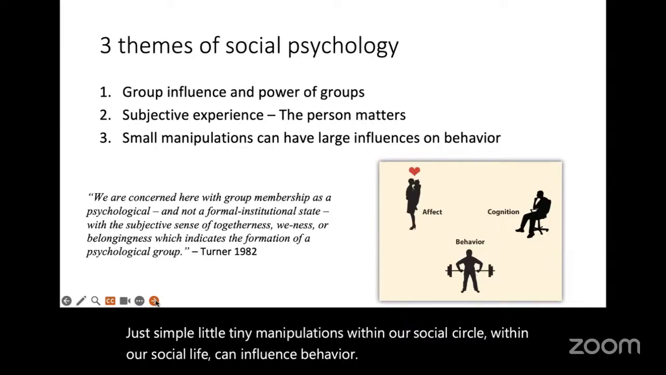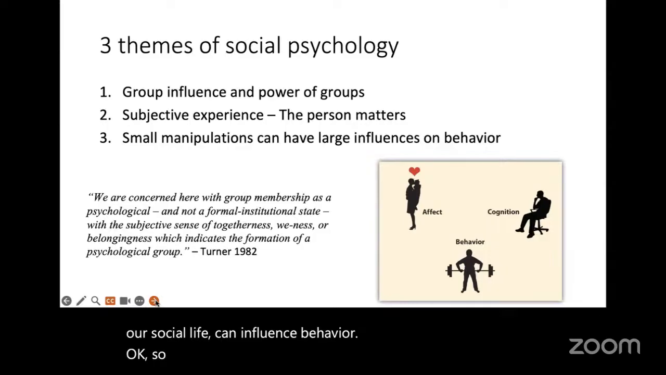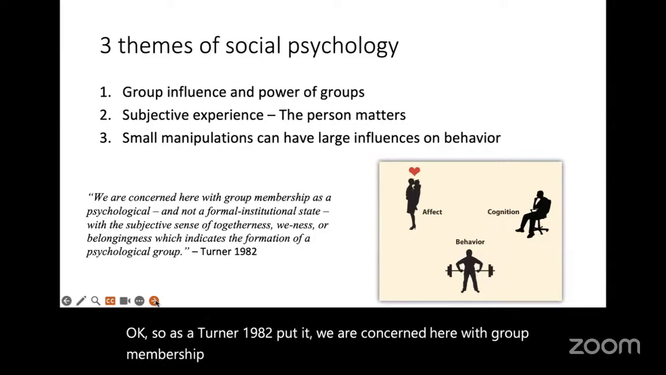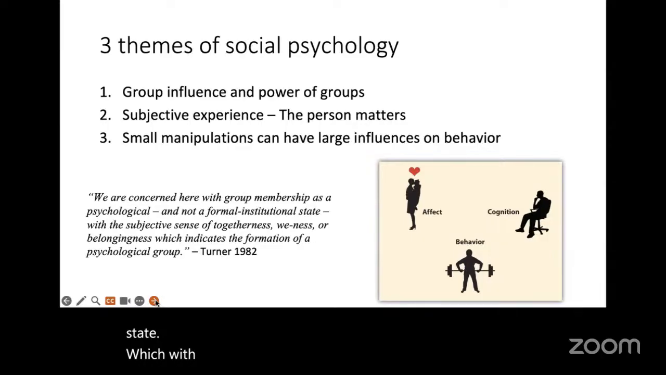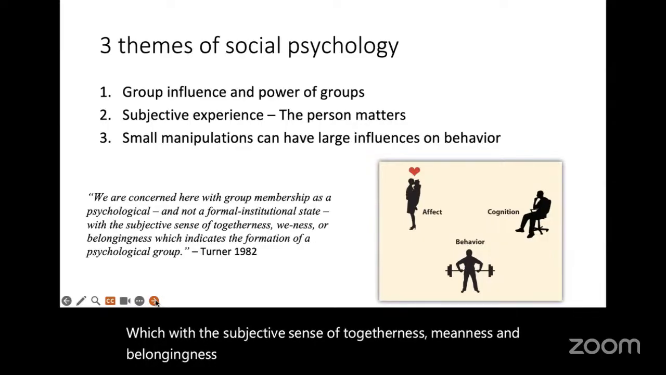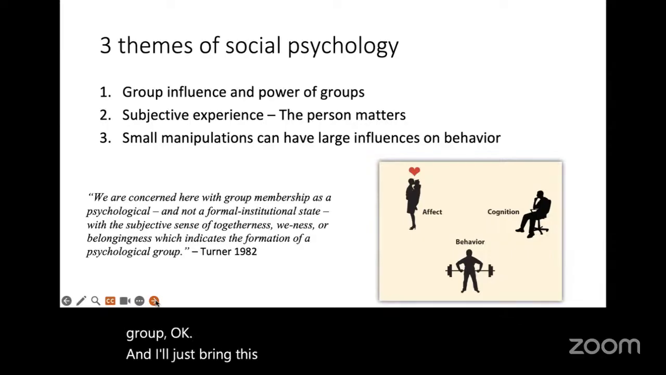Okay. So, as Turner in 1982 put it, we are concerned here with group membership as a psychological and not a formal institutional state, with the subjective sense of togetherness, we-ness, and belongingness, which indicates the formation of a psychological group. Okay. And I'll just bring this up to emphasize Turner's point.